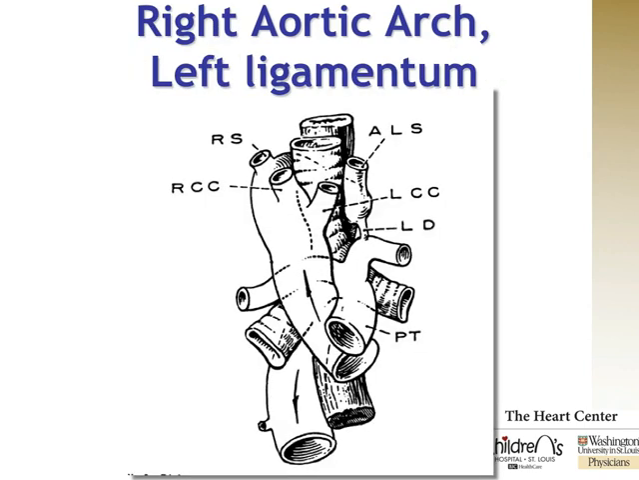And this is a rendition of that right arch with an aberrant left subclavian artery. We see it's depicted that that left subclavian artery is arising from the descending aorta, which you really can't see in the drawing, coming from the proximal descending aorta around the back of the esophagus, but the ring completed by the left-sided ligamentum arteriosum attaching the proximal left pulmonary artery to that left subclavian artery.